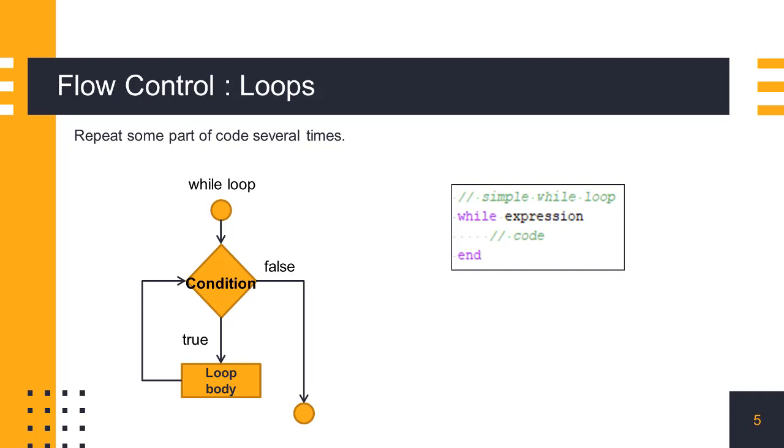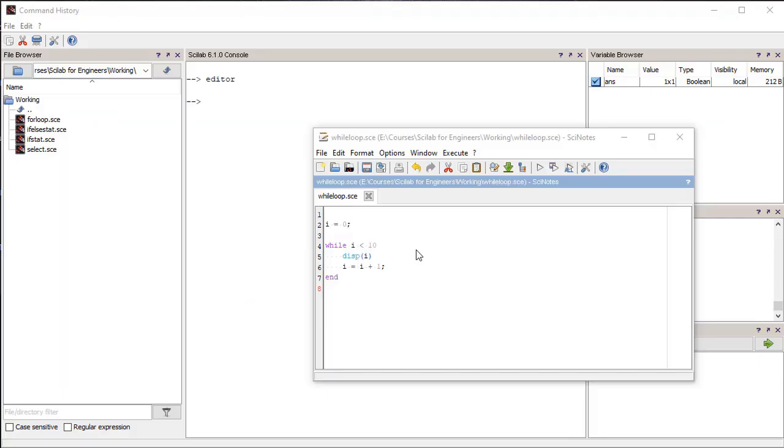While loop is used when we do not know the number of iterations in advance. The loop body is executed as long as the test condition is true, otherwise terminated. Now we see how to define while loop.